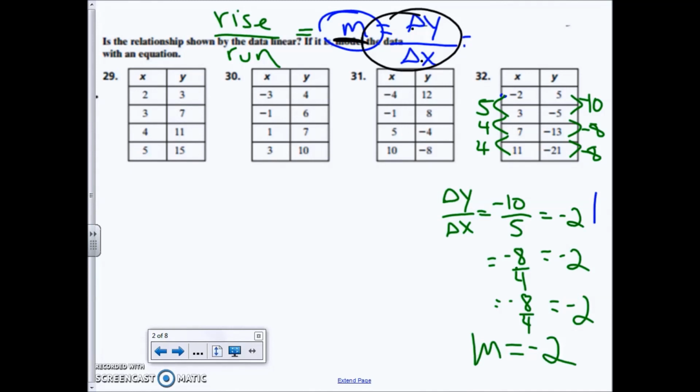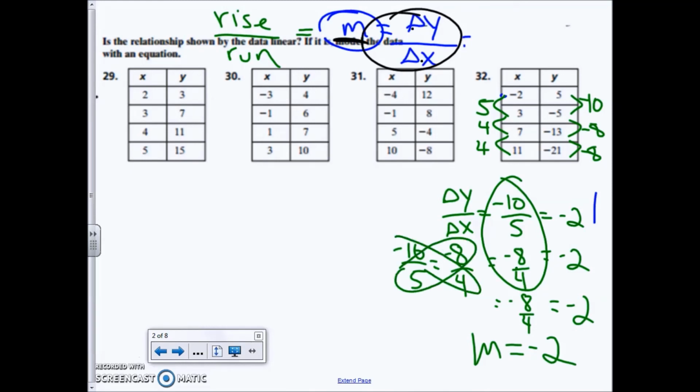If you don't know how to simplify or you forgot how to do it, take the cross product. Take these two and say, hey, are my slopes proportional? Are they really the same thing? Again, I check the cross products, and I see that we have negative 40 equals negative 40. So sure, the slopes are the same, and I have a line.